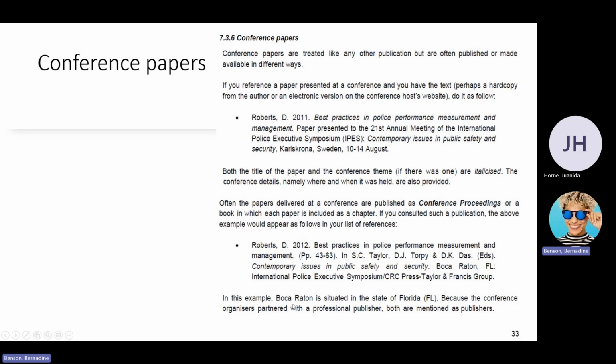In this example, Boca Raton is situated in the state of Florida, and because Boca Raton is not very well known, they put the FL there. And because this was a partnership, both the IPES and Taylor Francis are included as the publishers.